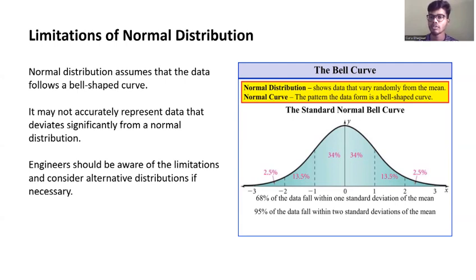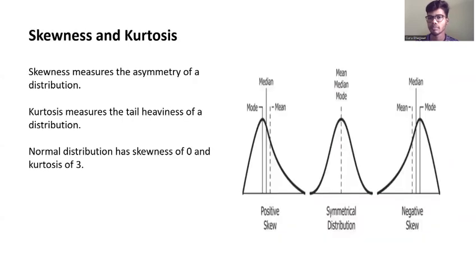The normal distribution shows the data spread randomly around the mean. Next, the normal curve is the pattern of the data in a bell-shaped curve. 68% of the data fall within one standard deviation of the mean, and 95% of the data fall within two standard deviations of the mean. That is also called the one-tail test and the two-tail test.